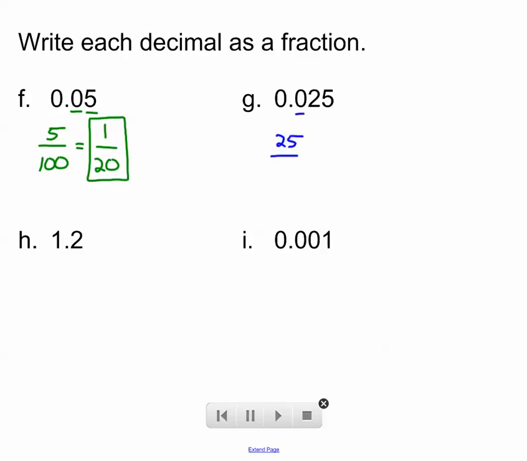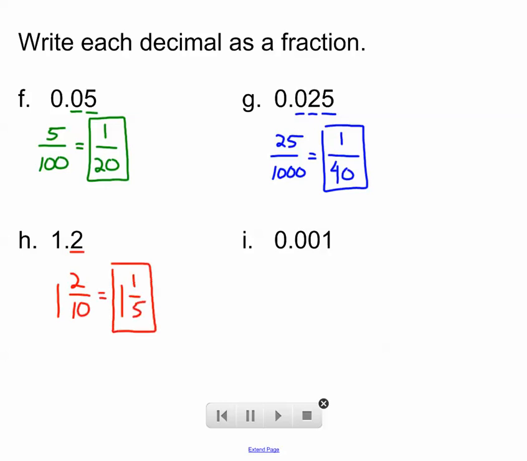Over here, 25 is going to be our numerator, and our denominator is going to be 1,000 because the 5 is in the tenths, hundredths, thousandths place. Divide both the numerator and the denominator by 25 and you get 1/40th. On H, 1 is our whole number, 2 is our numerator, 10 is our denominator because it's in the tenths place, and we'll simplify 2/10 to 1/5. Lastly, 0.001, 1 is our numerator. Our denominator is going to be 1,000 because 1 is in the thousandths place. That can't be simplified, so we're done.